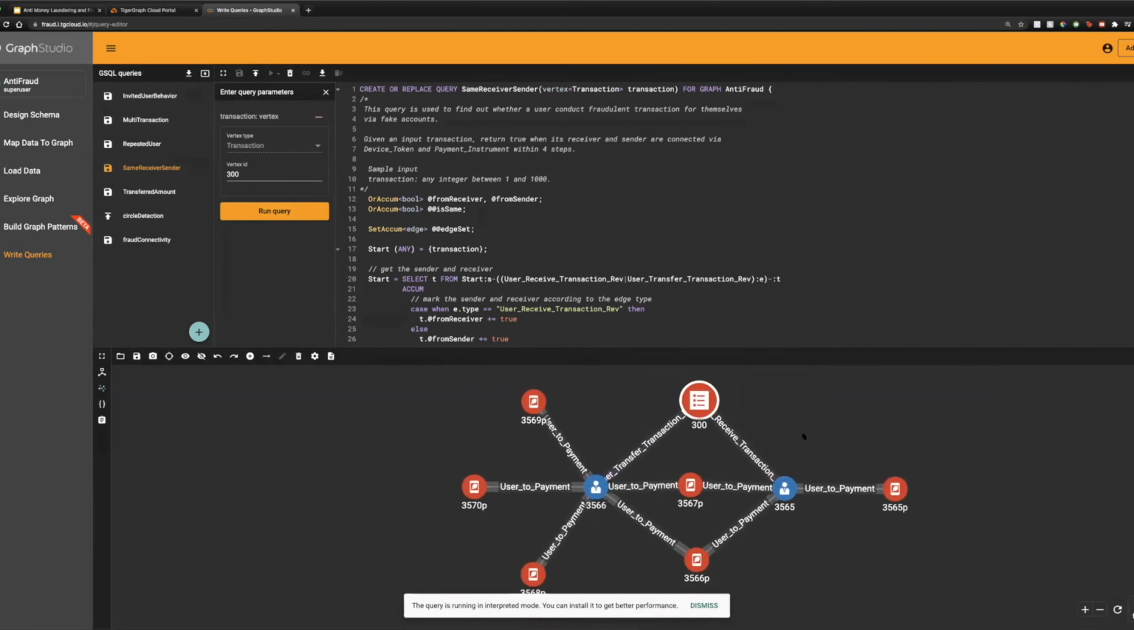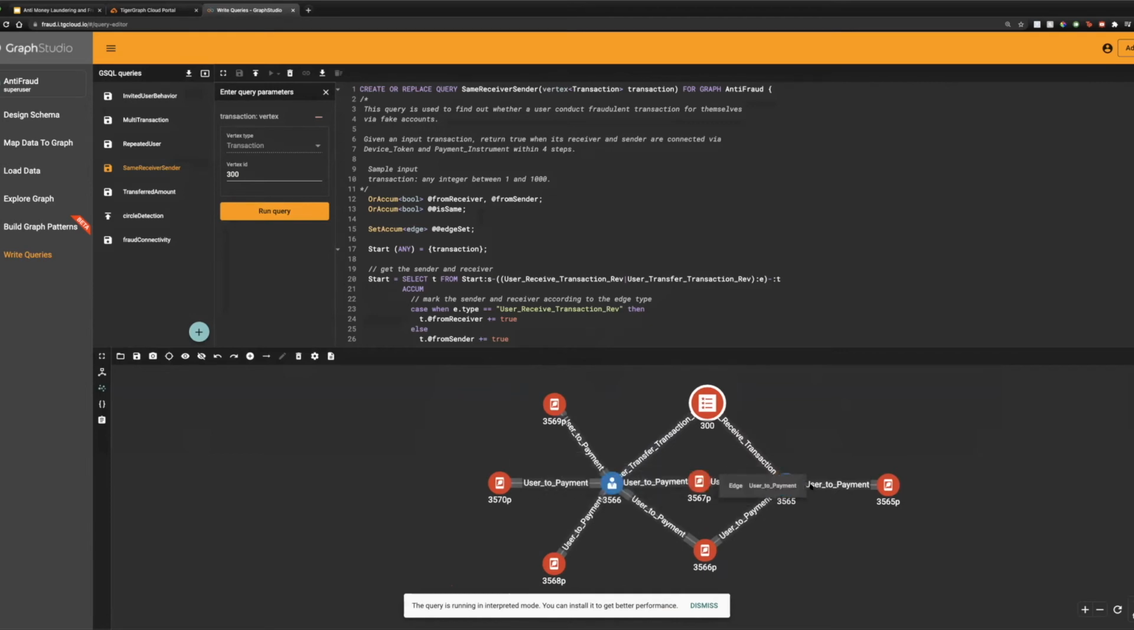So this one is pretty blatant. These two users have just been sending this money back and forth between each other, and they even share the same device that they're using. So that should be pretty telling right there of what is going on, where both of these users are logged into the same device and they're sending money back and forth between each other.